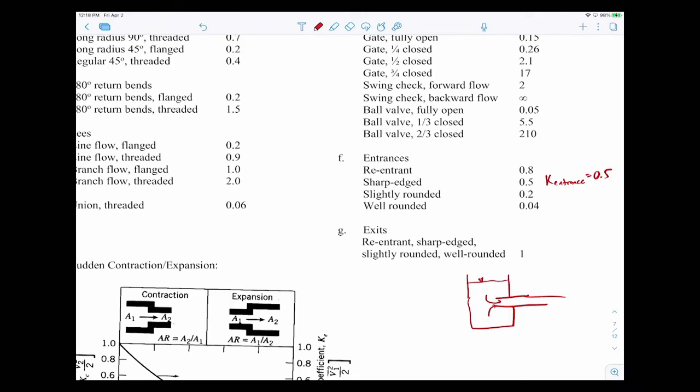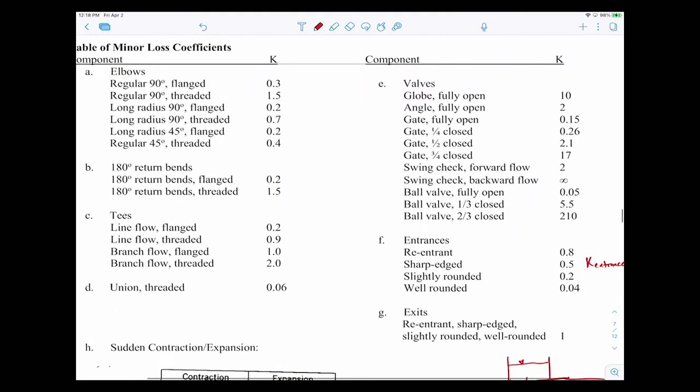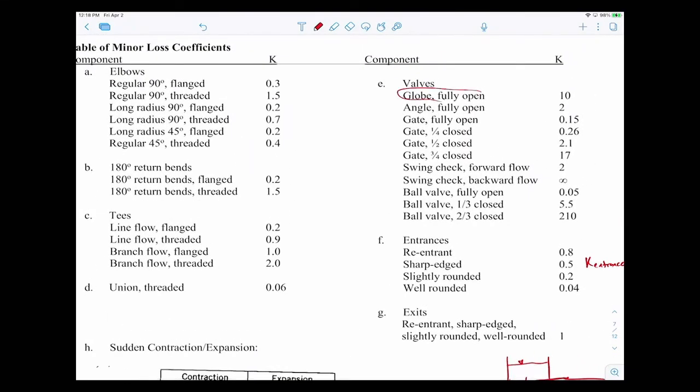Okay, and then the valve. I don't remember what kind of valve we had. It was a fully open globe valve. So here's a fully open globe valve. That has a huge minor loss. It just dominates the other loss. So it's equal to 10.